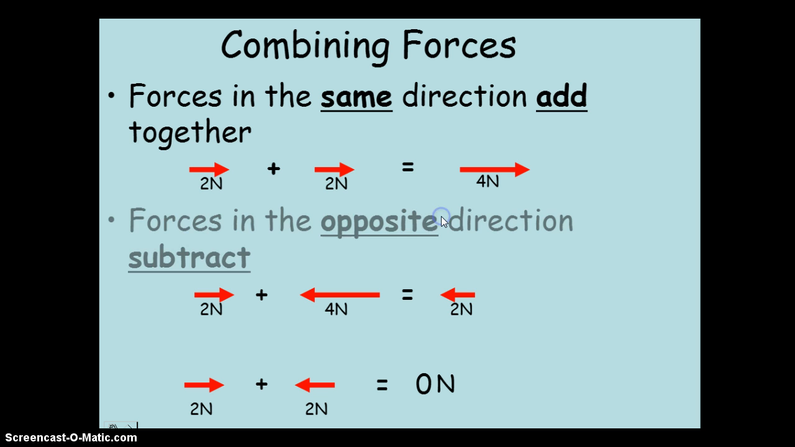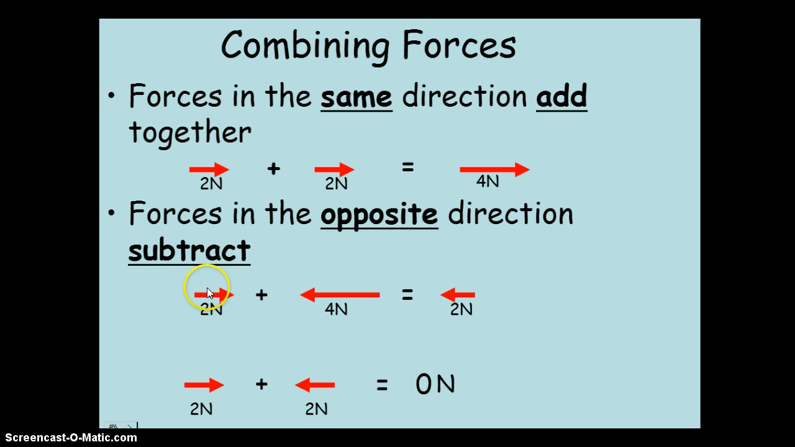Now you can also have objects that are working against each other, okay? And that is depicted by arrows that are pointing in opposite directions. So you have a force of 2 newtons pushing to the right, and you have a force of 4 newtons pushing to the left. Well, which one is stronger? Of course, that would be the 4 newtons pushing to the left, so left wins. and we have 2 newtons to the left.